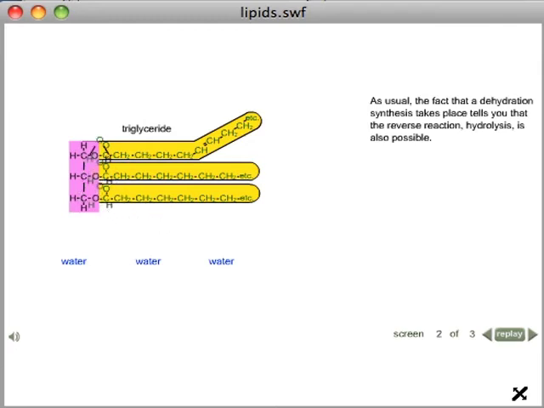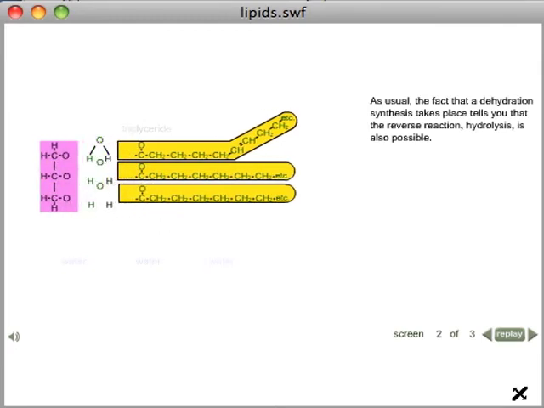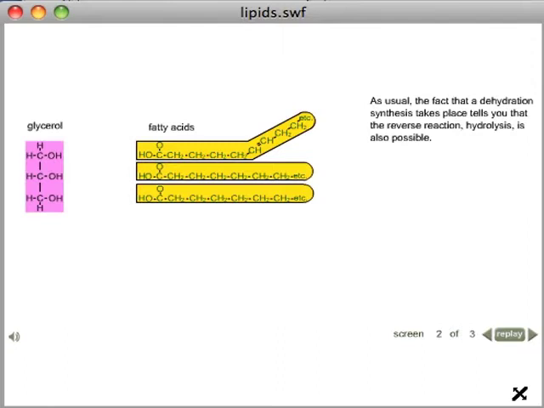As usual, the fact that a dehydration synthesis takes place tells you that the reverse reaction, hydrolysis, is also possible.